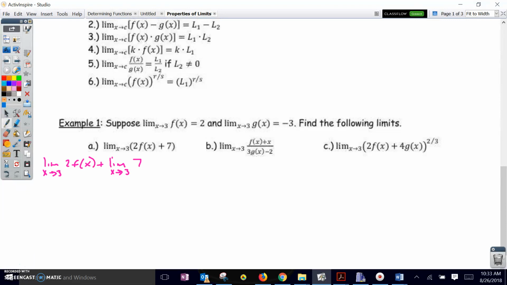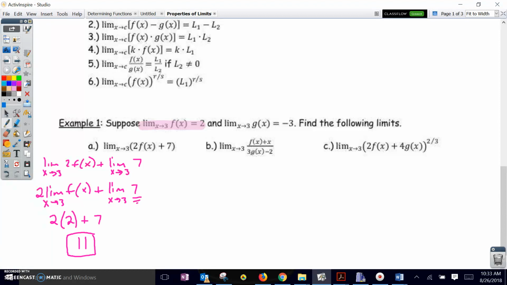And then using the constant multiple property, we can bring the 2 out in front, and this is going to be equal to 2 times the limit as x approaches 3 of f of x plus the limit as x approaches 3 of 7. We're told in our problem stem that the limit as x approaches 3 of f of x is 2. And so now this is going to be 2 times 2. And the limit as x approaches 3 of any constant is just that constant. And so we end up finding that the value of this limit is 11.